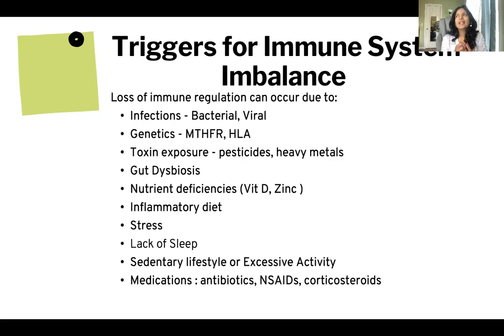If your body is getting exposed to these things, then the immune system also gets triggered. Then gut dysbiosis. Now I'll touch upon these three things together. Gut dysbiosis means the imbalance between the good and the bad bacteria in the gut. So when that is there, when there are nutrient deficiencies, when there is an inflammatory diet, that means you're not eating the right foods, you're eating foods that are inflammatory for the body, all these things can have an impact on overall gut health, and gut health has an impact on the immune system.